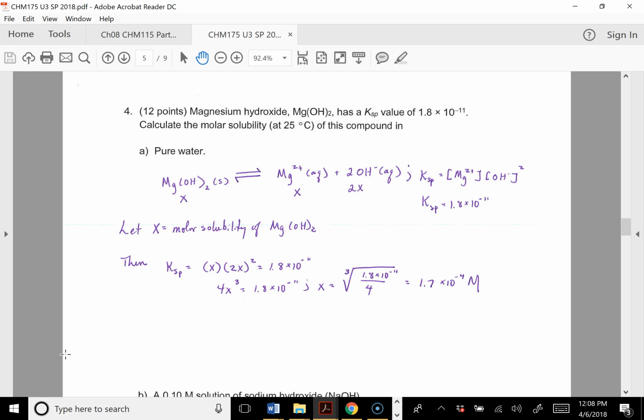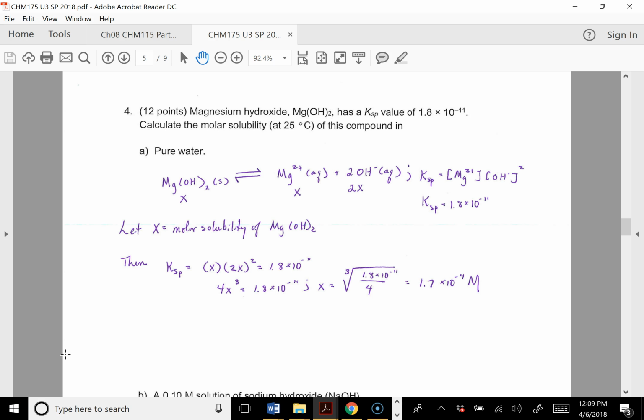Then the KSP expression would be this, where we have the molar concentration of magnesium raised to the first power, times the molar concentration of hydroxide ion squared. The KSP given in the problem was 1.8 times 10 to the minus 8. Then we substitute in our X and 2X into our KSP expression and solve for X. So X is 1.7 times 10 to the minus 4th molar.